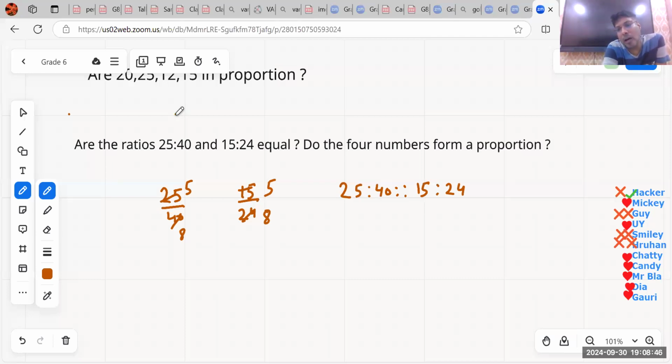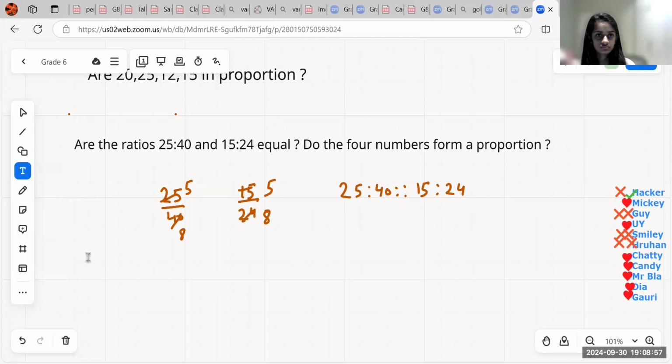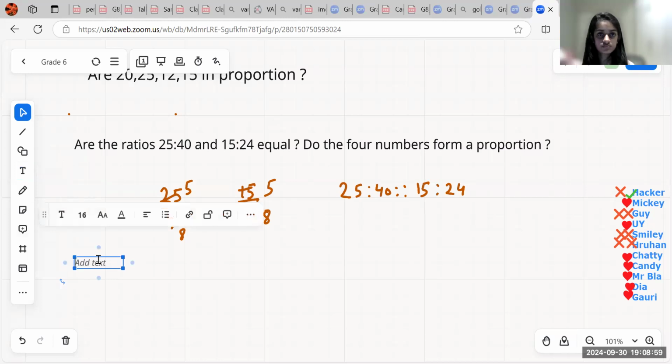So Smiley, Ruhan, Guy, Hacker. Sir, I did a very silly mistake. So Hacker understood? Yes, sir. Guy understood? Mr. Guy. I said yes, sir. Arora ji.